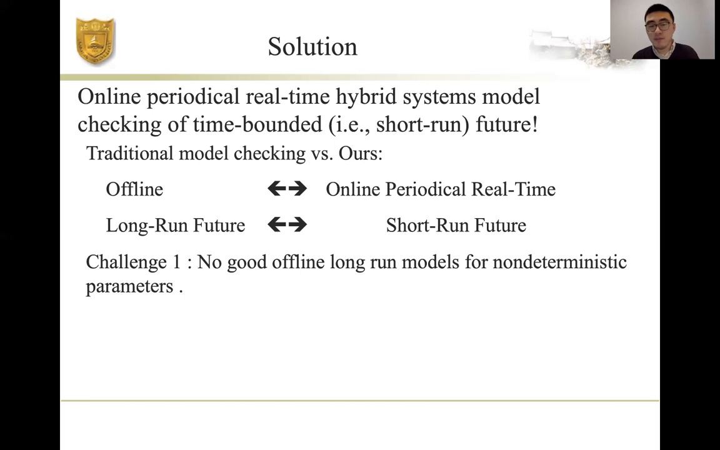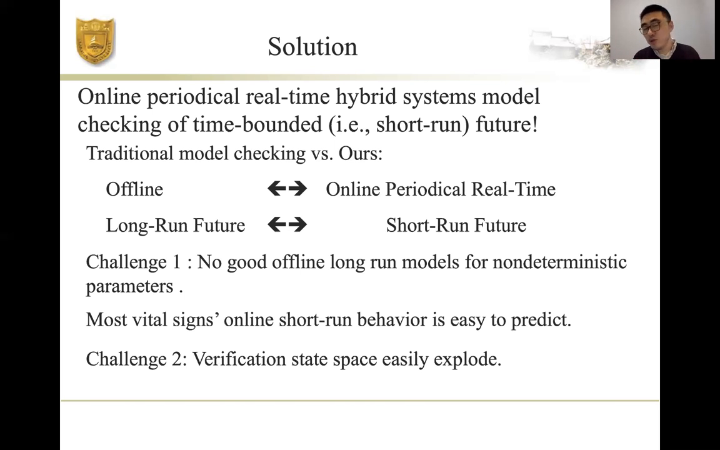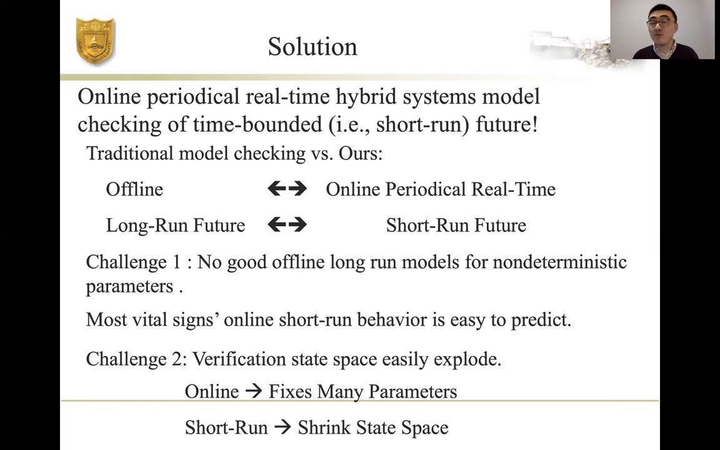So challenge one, there are no good offline models for non-deterministic parameters. It's solved: for most vital signs, online short-run behavior is easy to predict. I cannot tell you what it will be like in 5 minutes, but for 5 seconds, it's easy to predict. And challenge two, the verification state space easily explodes, but now we only do online and short-run. It fixes many parameters and shrinks the state space by a lot.